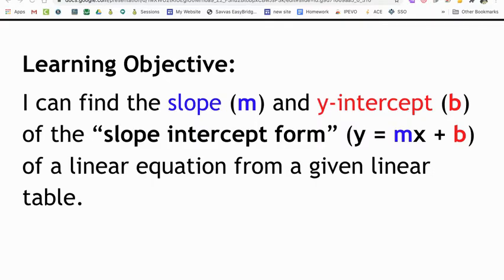Today's learning objective is: I can find the slope and y-intercept of the slope-intercept form y equals mx plus b of a linear equation from a given linear table.